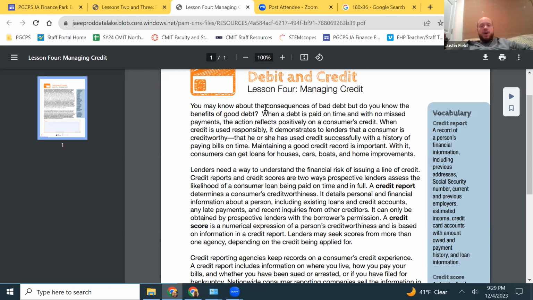When a debt is paid on time and with no missed payments, the action reflects positively on a consumer's credit. When credit is used responsibly, it demonstrates to lenders that a consumer is creditworthy, that he or she has used credit successfully with a history of bills on time. Maintaining a good credit record is important. With it, consumers can get loans for houses, cars, boats, and home improvements.